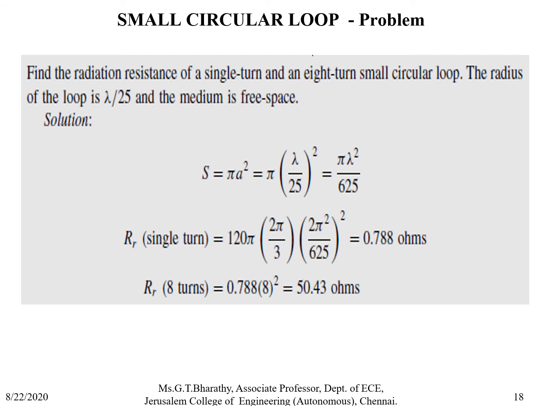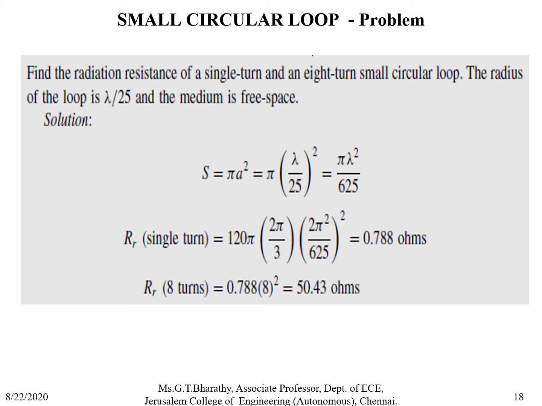So we will see a small problem for a circular loop antenna. Find the radiation resistance of a single turn and an 8-turn circular loop, where the radius of the loop is given by lambda by 25 and the medium is free space. We already know that the area of a circular loop is S equal to pi a square. Substituting a as lambda by 25, we get S equal to pi lambda square by 625. Radiation resistance for a single turn is given by 120 pi into 2 pi by 3 into [2 pi square by 625] the whole square, where we get the answer as 0.788 ohms.